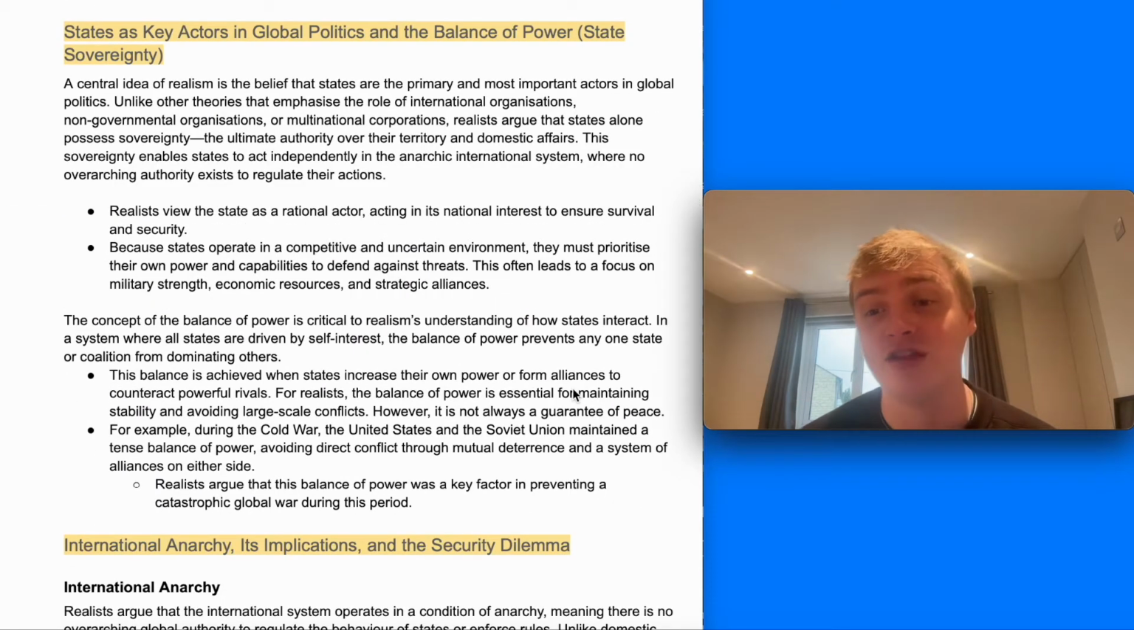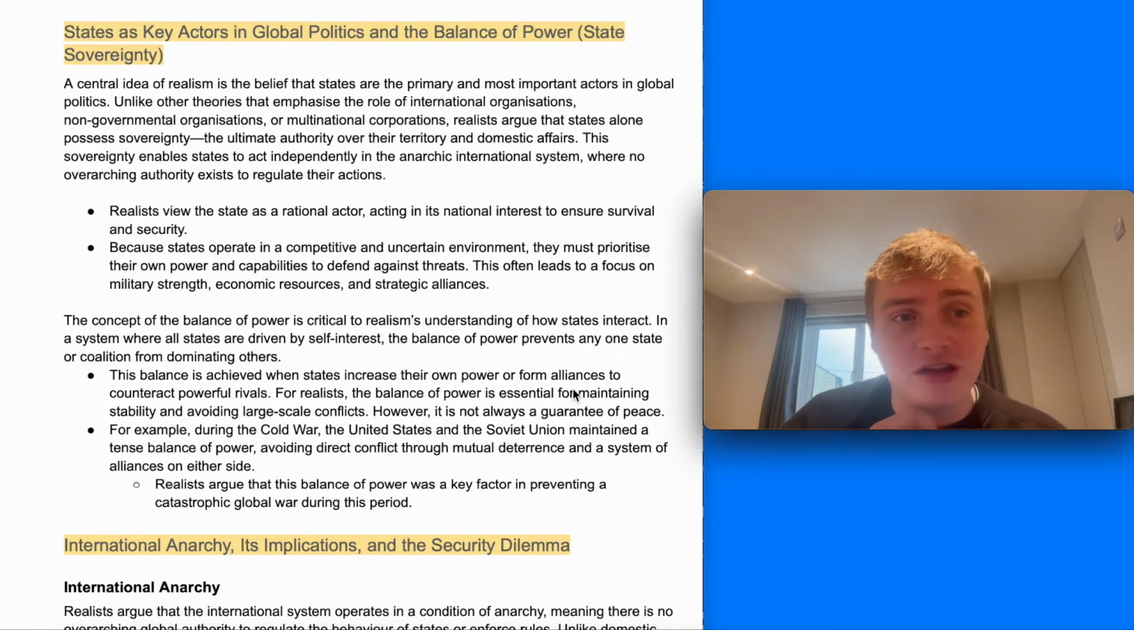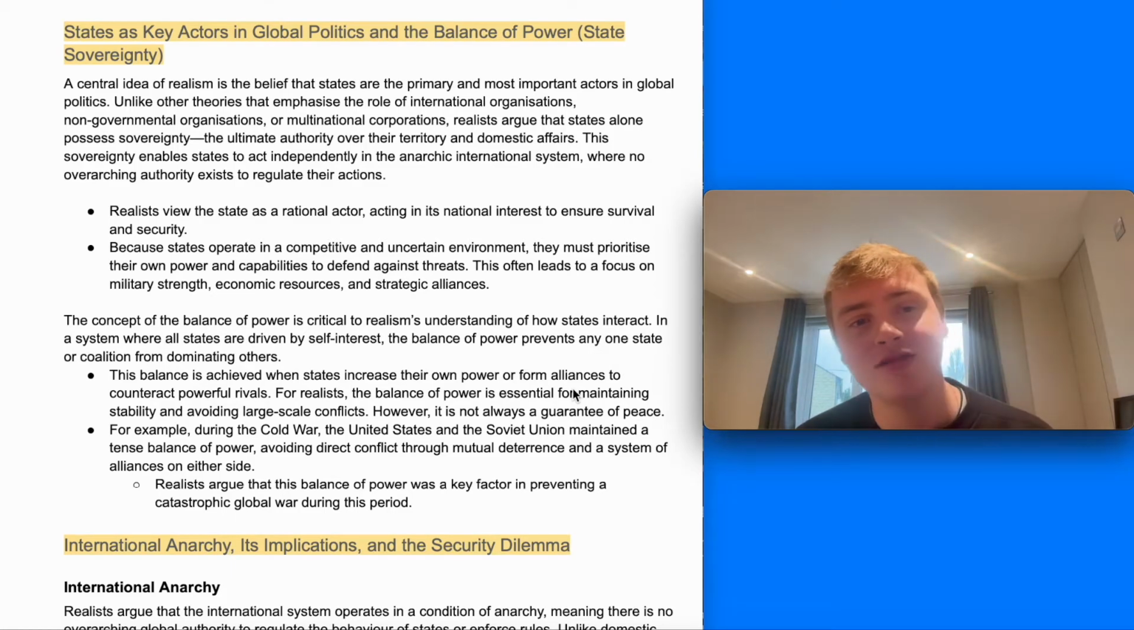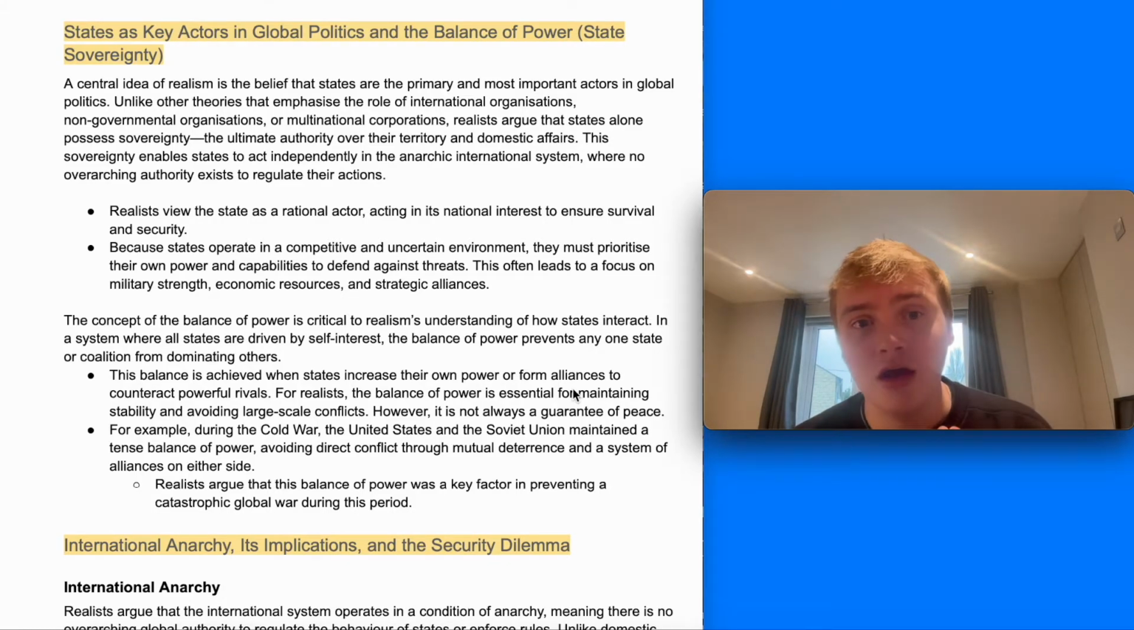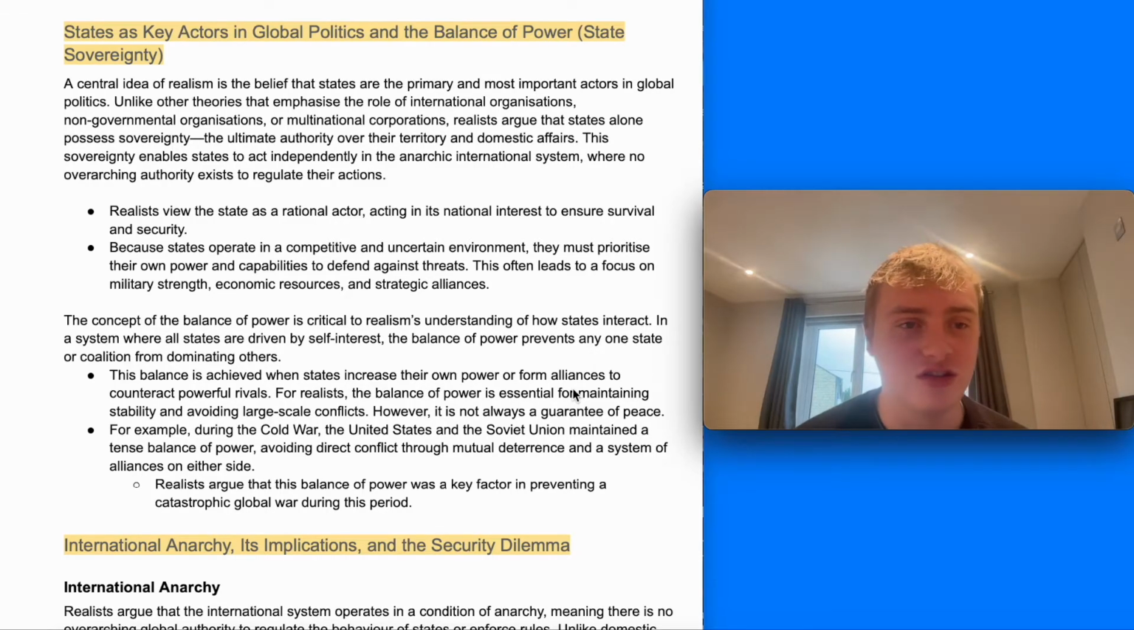Okay, moving on now to the main ideas of realism, the first one being that states are key actors in global politics, and the balance of power. A central idea of realism is that states are the primary and most important actors in global politics, and that's really important. Unlike liberalism, for example, which emphasises the important role of international organisations, non-governmental organisations and multinational corporations, realists argue that states alone possess real sovereignty, which is the ultimate authority over their territory and domestic affairs. We looked at that in the first video on global politics on the channel.